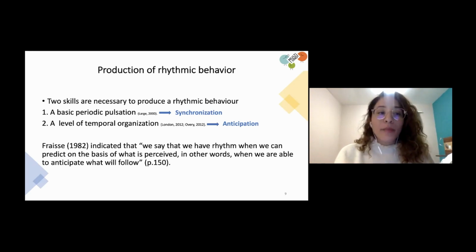And what this means is that when we listen to a rhythmic pattern, our perception of an earlier segment of a rhythmic pattern allows us to make predictions about the later occurring segments in this pattern. So when we have rhythm, it means that we are able to extract some regularity from this pattern that we're listening to and make predictions about what will happen next or what will follow. And this is basically anticipation. So given that rhythm is composed of two areas, which are synchronization and anticipation, researchers have been interested in knowing how these two skills are affected in individuals with dyslexia.